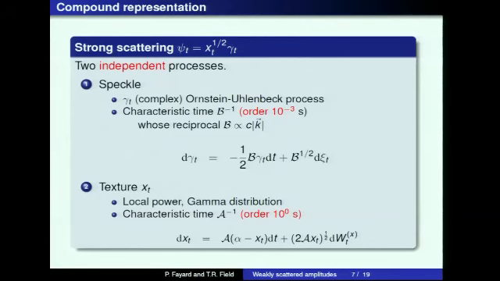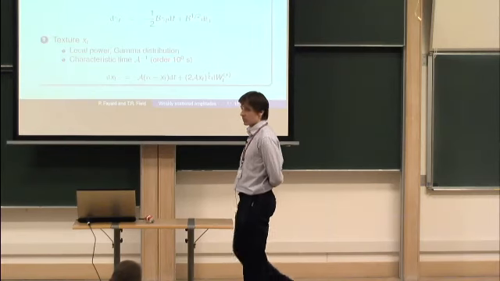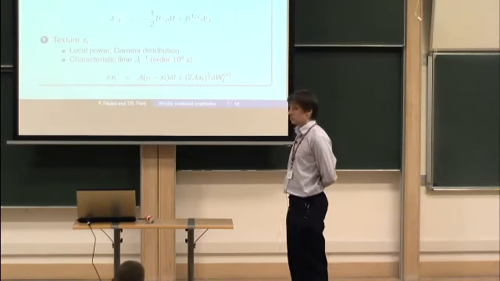They are independent because gamma t is of electromagnetic origin. It tells you how your incident wave is reflected depending on its incidence and so forth. Whereas x of t has to do with the geometry of your problem, namely how rough your surface is, for example.